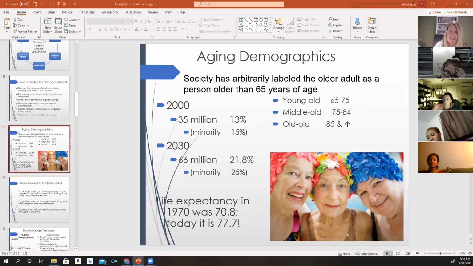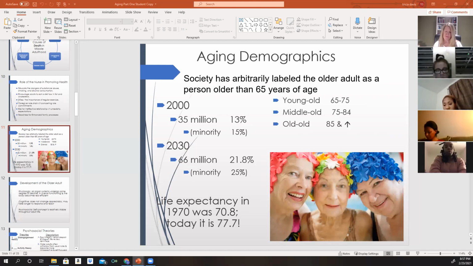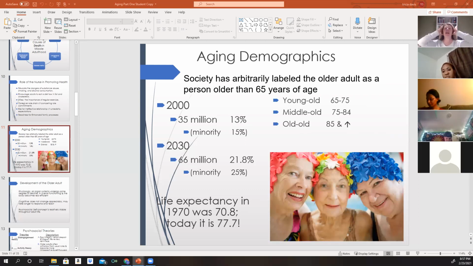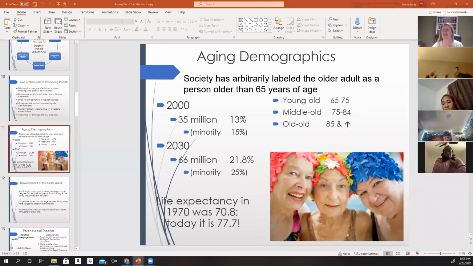So the life expectancy in 1970 was 70.8 years. Today, it is 77.7. So we can see in the last 50 years how the life expectancy has increased. What do you think contributes to that life expectancy increasing? Technology. Advanced medicine. Yep, advanced medicine. That's your answer right there. Because we do have access, we know more, we can educate our patients more.